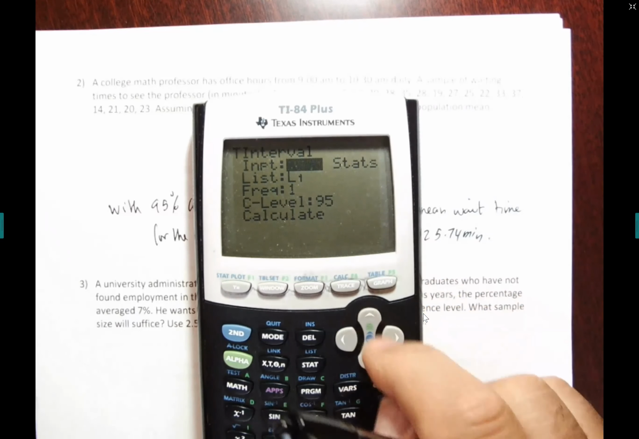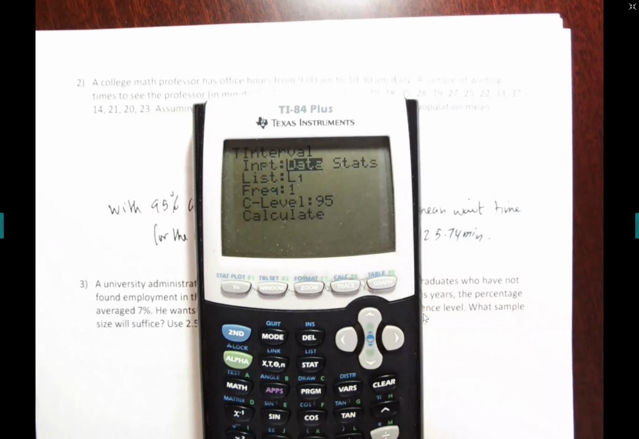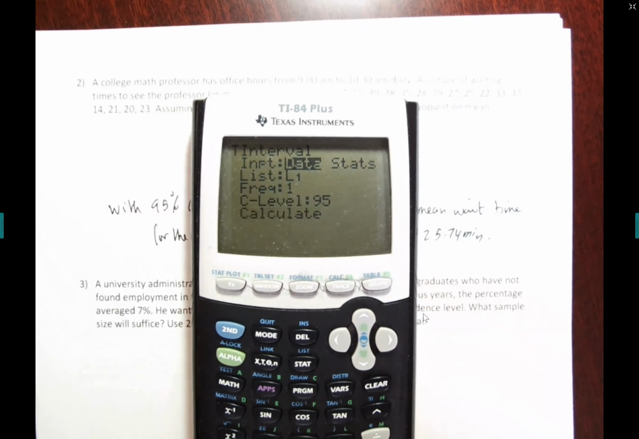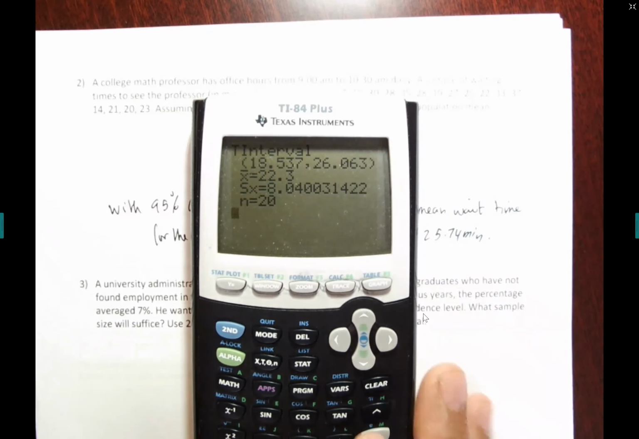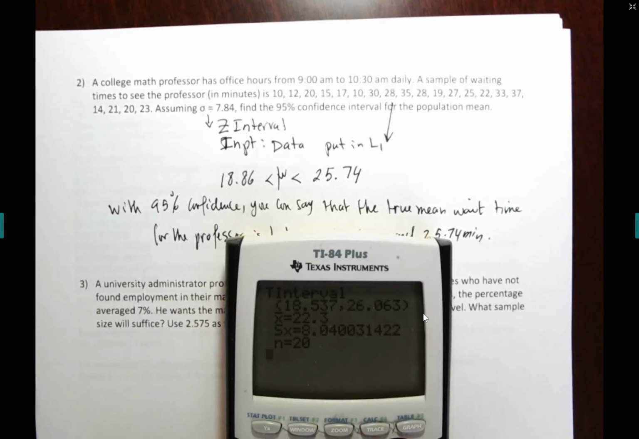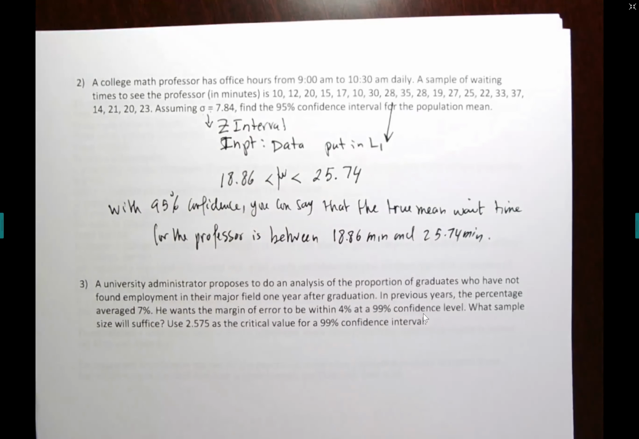Let me show you what the interval would be if that was. So you cannot just take your chance with this, guys. You need to understand which one you should use. Calculate. 18.53 and 26.06. That's not what we got. You see, we got 18.86. I mean, it's close, but it's not exactly what we got. Next question.